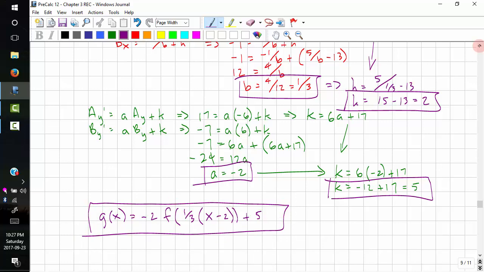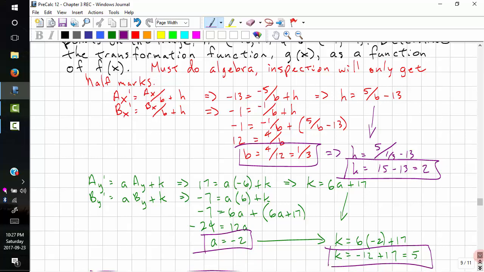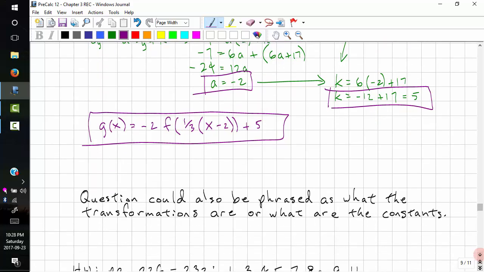Now, please be aware, in this equation, we divide by b. In our transformation function, we're not dividing by b. We're just multiplying by b. So don't take the reciprocal here. And as always, questions can be phrased as finding the transformation or finding what the constants are. And that completes this lesson.